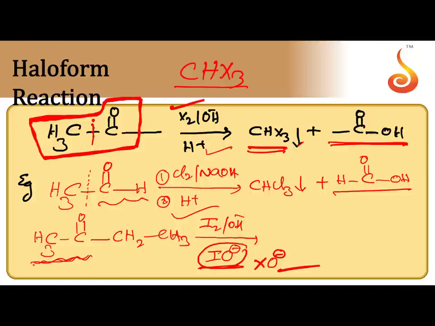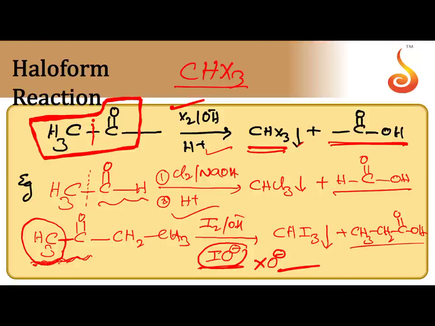So at this time, whether it gives haloform test or not, you have to recognize, since alpha CH3 is there, CH3 should be attached to carbonyl group of the aldehyde or ketone, that is converted into yellow colored precipitate of CHI3. And the remaining part, CH3CH2CO, this takes OH, forming propanoic acid.